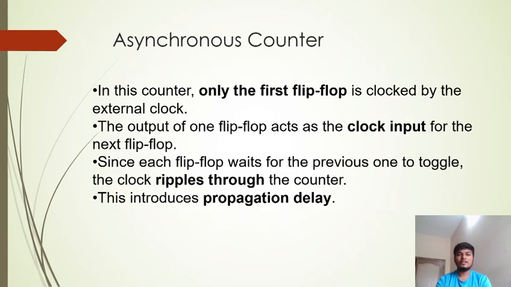Asynchronous counters: in this counter only the first flip-flop is clocked by the external clock. The output of one flip-flop acts as the clock input for the next flip-flop. Since each flip-flop waits for the previous one to toggle, this introduces propagation delay.